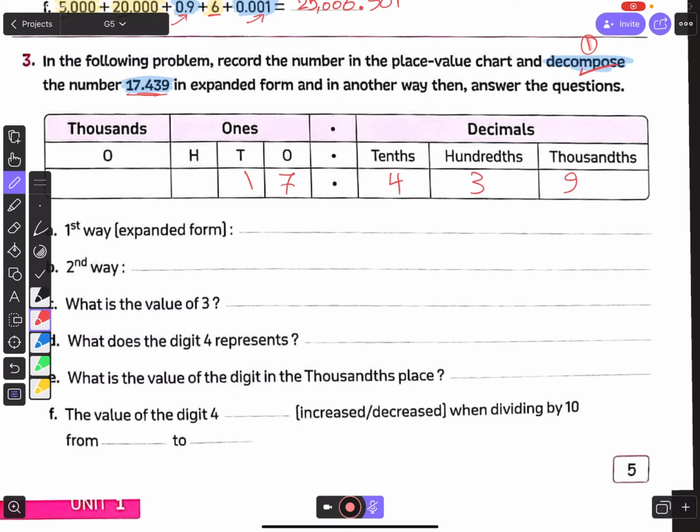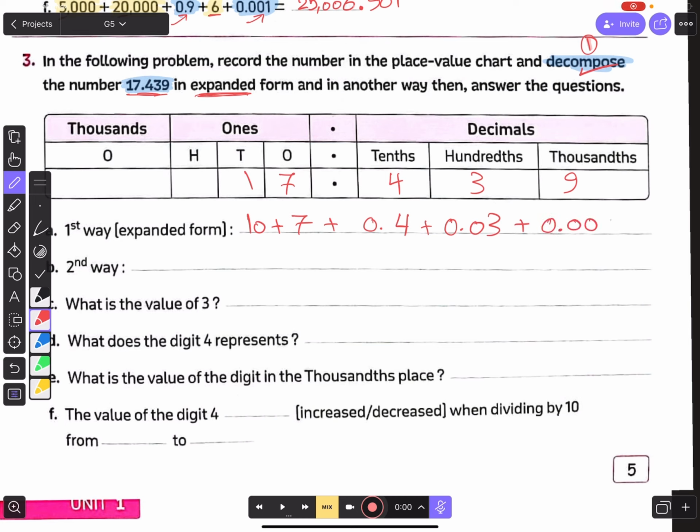Number 2, in the expanded form. So let's start to write this in the expanded form. 1 will be 10 and this 7 will be 7. Let's move to the decimal. This 4 will be 0.4, this 3 will be 0.03, and this 9, which is in thousandths, will be 0.009. We finished the expanded form.